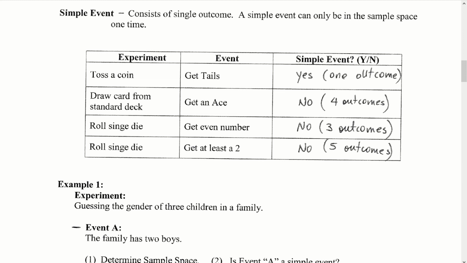However, drawing an ace from a deck of cards would not be a simple event because there are 4 aces in the deck of cards. There's the ace of hearts, ace of diamonds, ace of spades, and ace of clubs. So that event of getting an ace can occur 4 different ways, which means that it would not be simple.